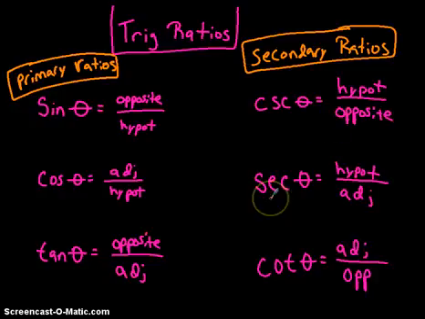Secant of theta is the reciprocal of cosine, so it is hypotenuse over adjacent. And cotangent of theta is the reciprocal of tangent, which is adjacent over opposite. So basically all of these secondary identities are just the reciprocals of the primary identities. So again, these are the primary identities, and these represent the secondary trig ratios.